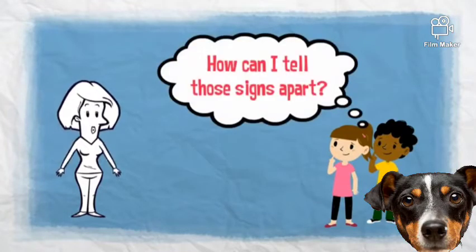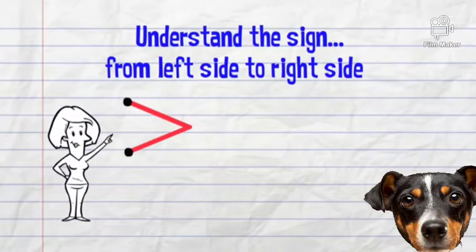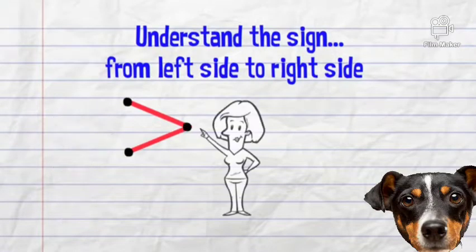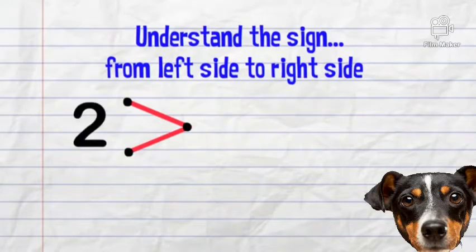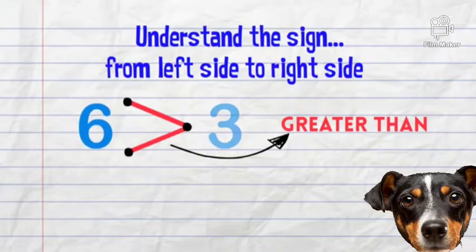But you will ask, how can I tell those signs apart? How do we find the difference between the two? Let me tell you the difference between the signs. Understand the sign from left side to right side. So this sign is of greater than. See, the open side has 2 black points and the closed side has 1 point. If I write 2 and 1, 2 is bigger, greater. So the open 2 points come to the bigger number, and the closed 1 point comes to the lesser number.